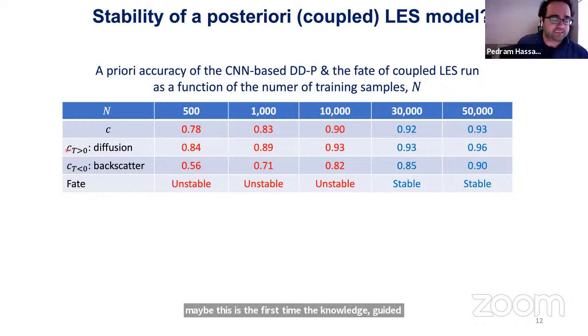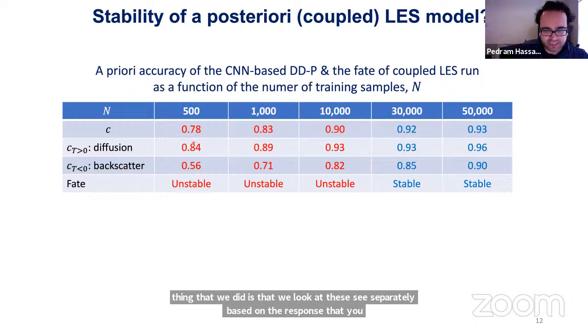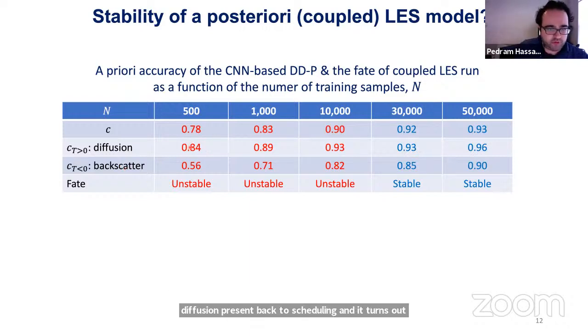is that we look at this C separately based on the grid points that do diffusion versus backscattering. And we found something that I think is interesting and can be informative, and that is the diffusion, even with a small number of samples, has already been learned well. You start with a pattern correlation of around 0.84 with 500 samples, and with 100 times more data, you increase this correlation by around 0.12. On the other hand, for backscattering, with a small training set, you start at around 0.5. But then, as you increase the number of samples, you get to around 0.90.